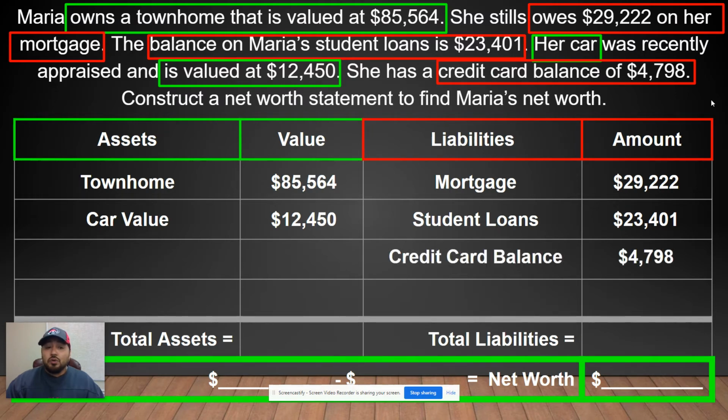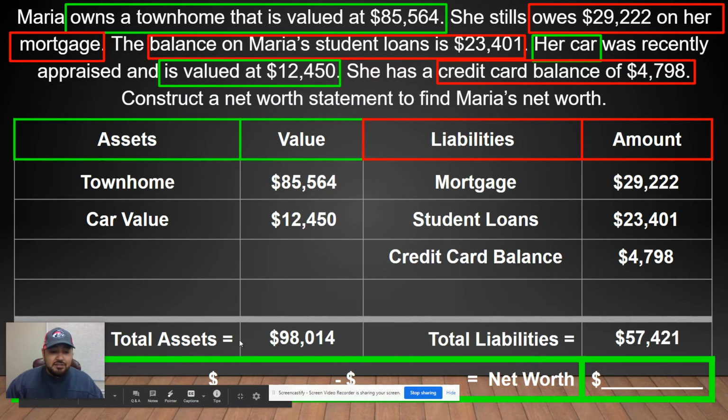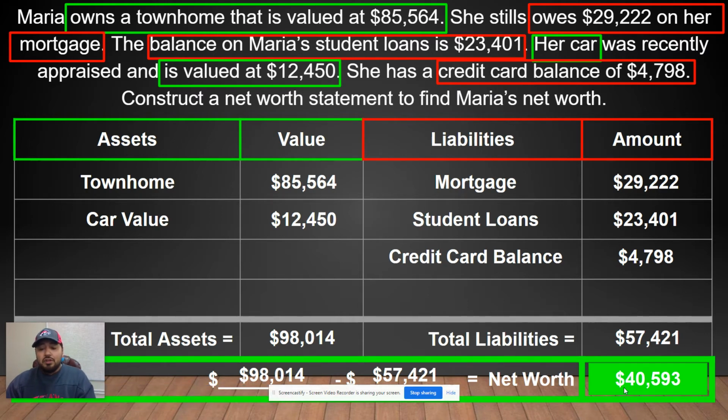Now we're going to take the sum of all the assets and the sum of all the liabilities and fill those in. So the total asset value, all of her assets together, is $98,014. Her total liability value is $57,421. So if I were to subtract these, I would have a positive net worth of $40,593.